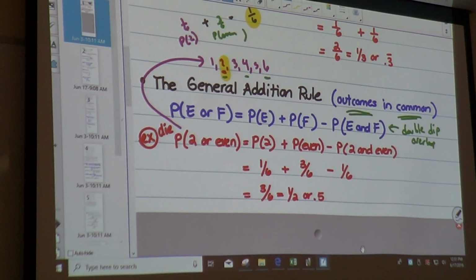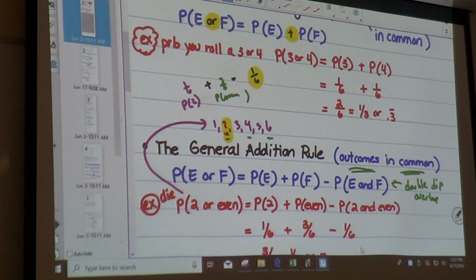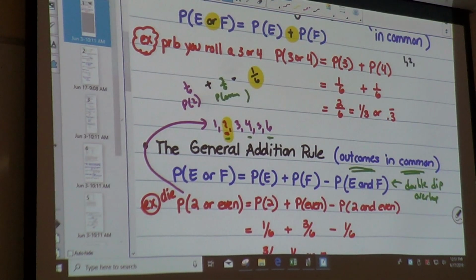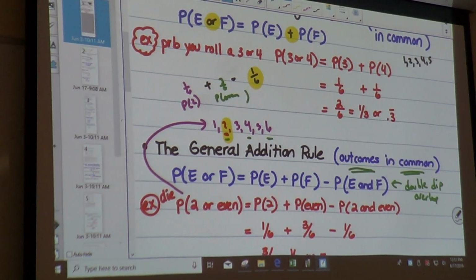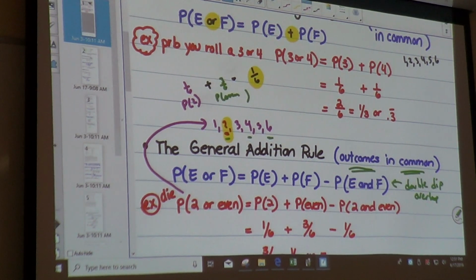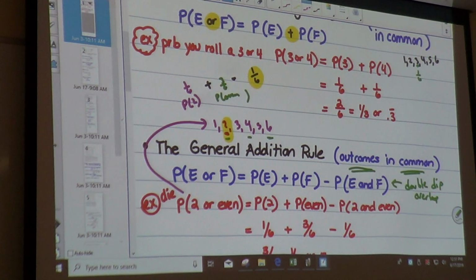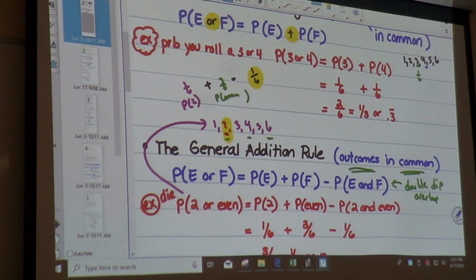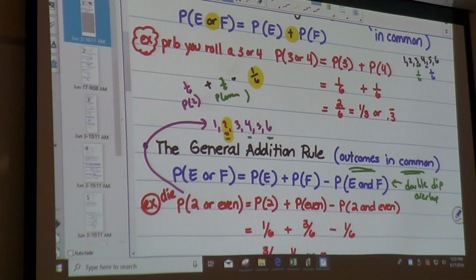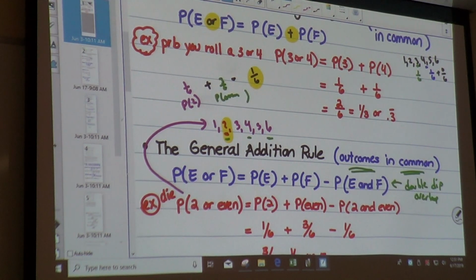See, if I do a pictorial over here, 1 2 3 4 5 6, the 3 is the 1/6 and the 4 is the 1/6, but there's no overlap. There's no double dip. There's no intersection or anything.